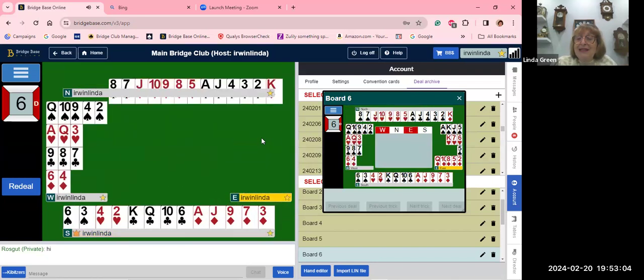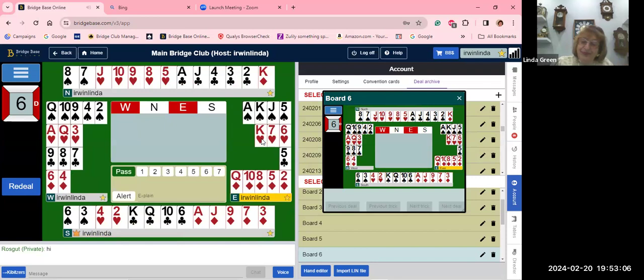Let's look at hand number 6. Okay, I think East opens 1 diamond. Pass by South. 1 spade by West.